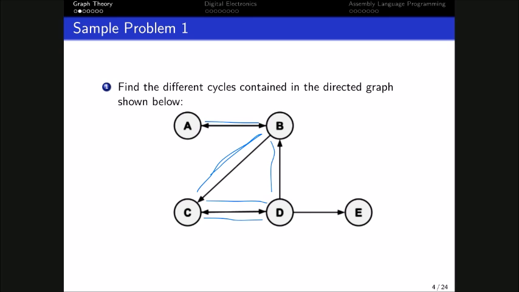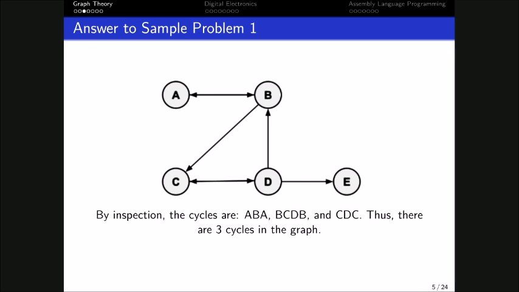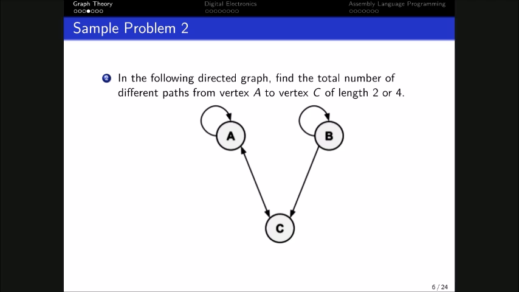Does anyone have any questions before we move on to the next problem? Okay, I'm going to take that as enough. So we can move on to the next problem. So now we're going to be looking at finding the total number of different paths from vertex A to vertex C of length 2 or 4.